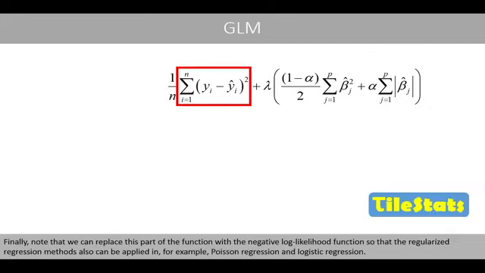Finally, note that we can replace this part of the function with a negative log likelihood function so that the regularization regression methods can also be applied in, for example, Poisson regression and logistic regression.